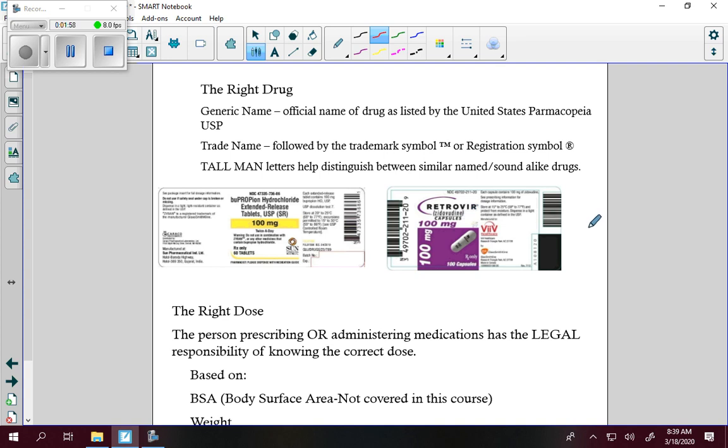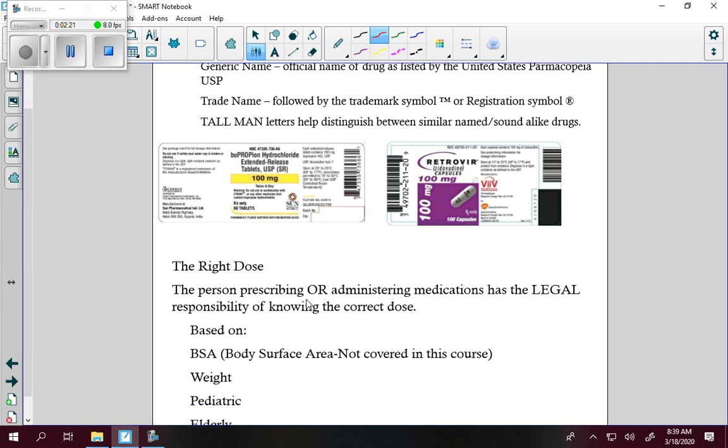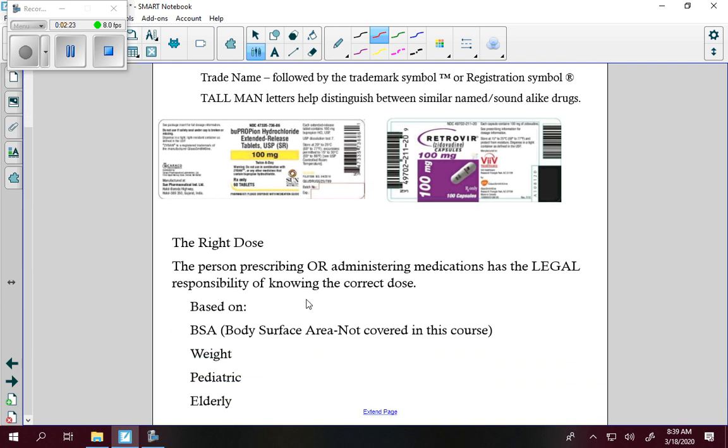So if you notice, there are tall man letters, which are capital letters, and they help distinguish between similar and sound-alike drugs. So in other words, this is bupropion, and if you get something like this off the shelf with the PROP in big letters, make sure that it says that, because there might be another drug called bupropion, and that is one way to reduce administration error by having the right drug.